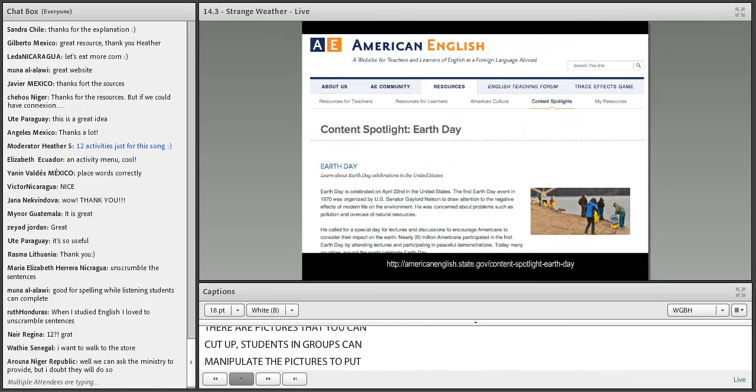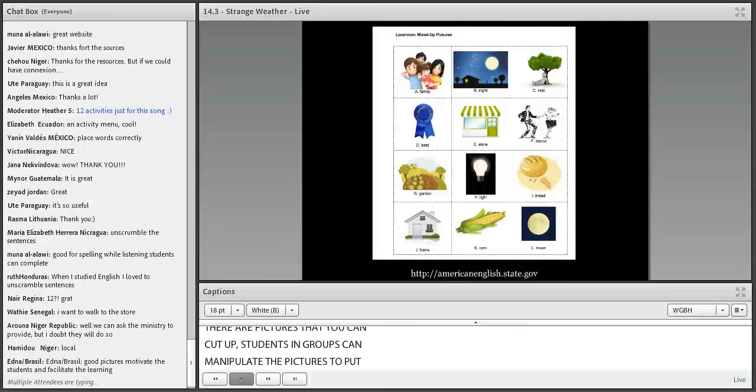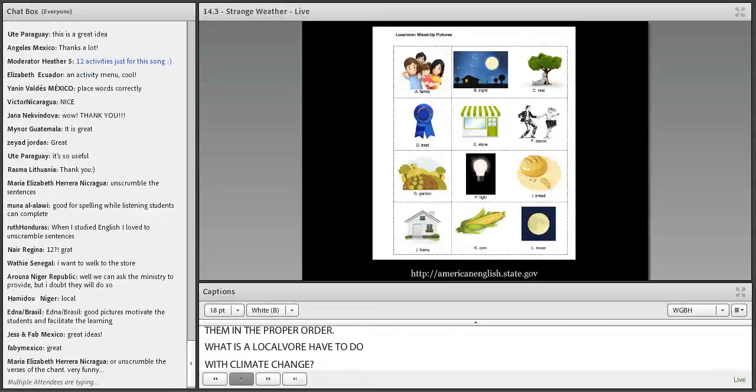So what does a local vore have to do with climate change? Well, again, here's our bottom-up approach. Do the song about local vore and then ask students.